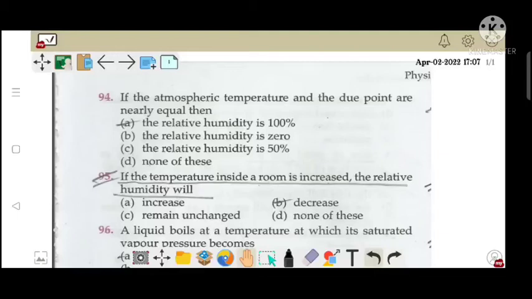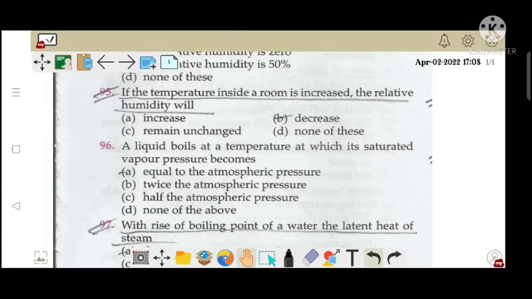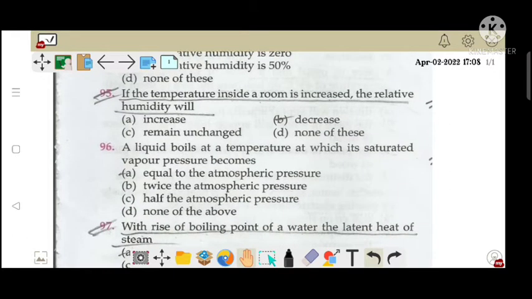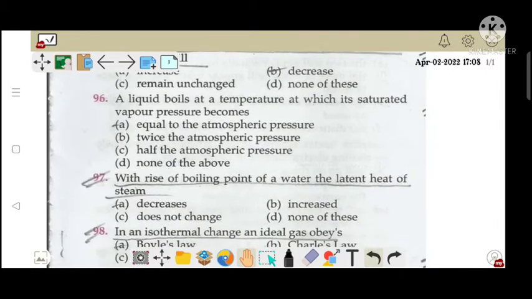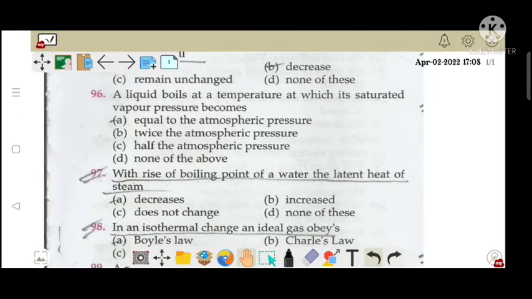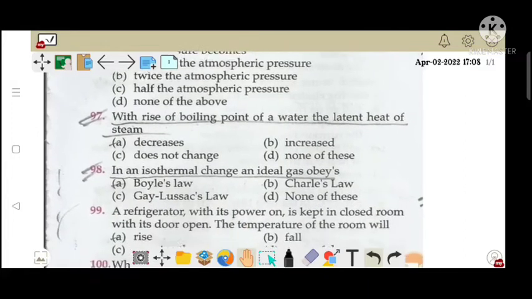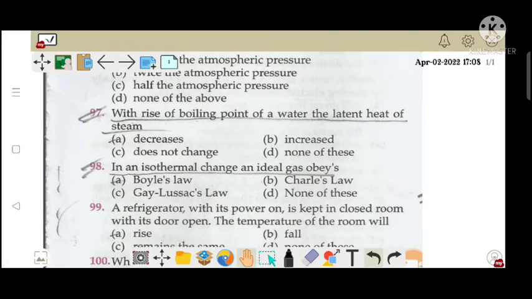If the atmospheric temperature and dew point are nearly equal, the relative humidity is 100%. If the temperature inside a room is increasing, the relative humidity will decrease. A liquid boils at a temperature at which the vapor pressure becomes equal to the atmospheric pressure, which with the rise of the boiling point of water, the latent heat of steam is decreasing.